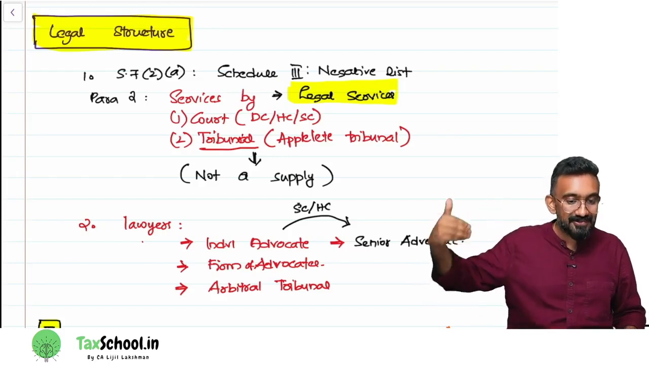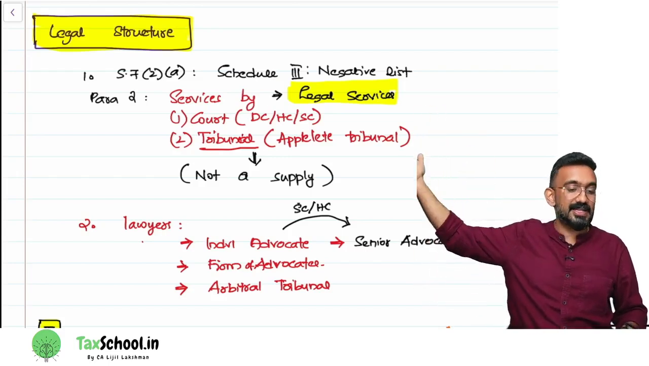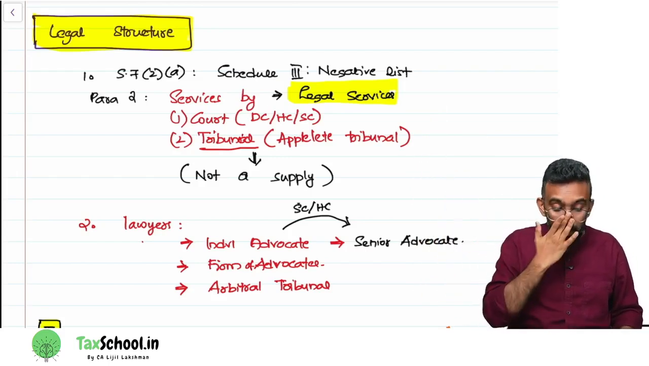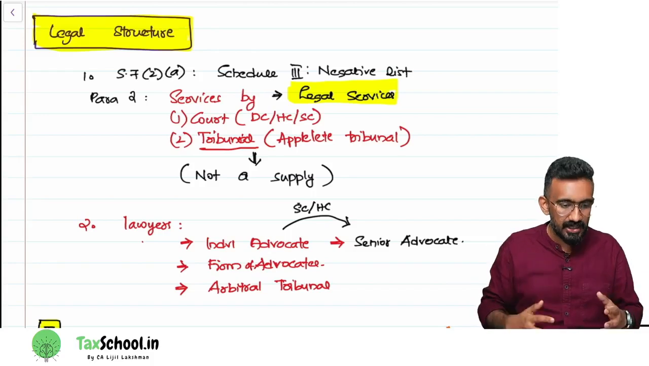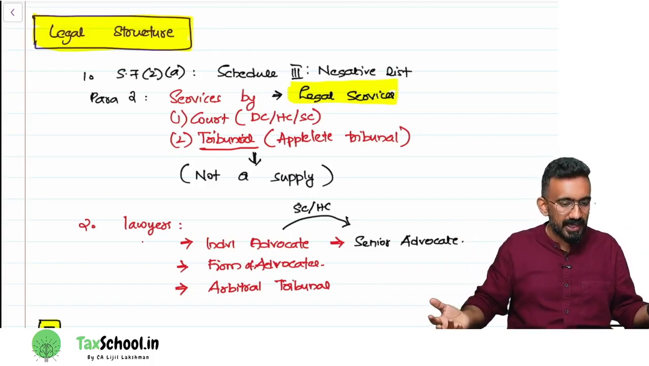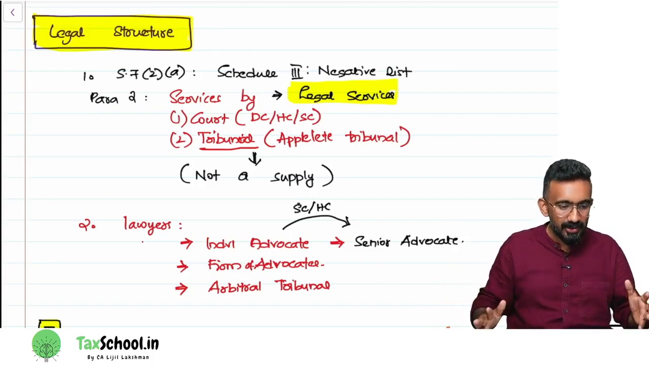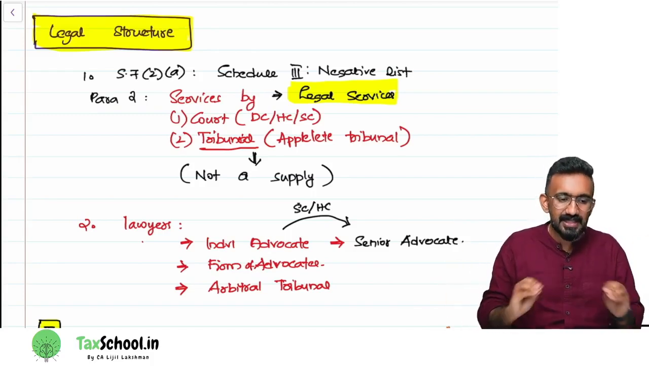Arbitral tribunal is different from appellate tribunal. Appellate tribunal is like a court only. They have the power of the court. Arbitral tribunal does not have the power of the court. They do arbitration to settle a case. Say if Amazon is having a problem with Reliance, they will not go to the court and make it a big issue. They will go to an arbitration. They will discuss. They will settle up.